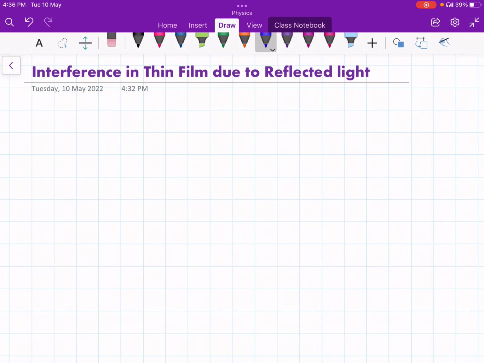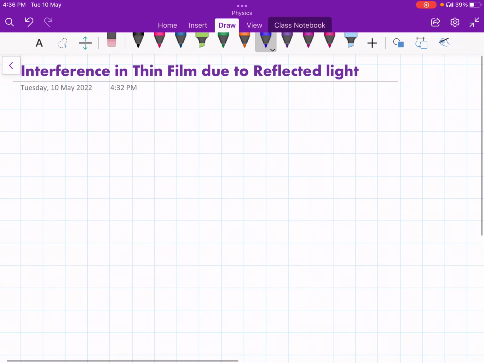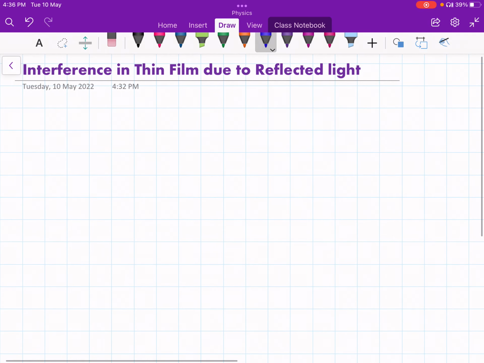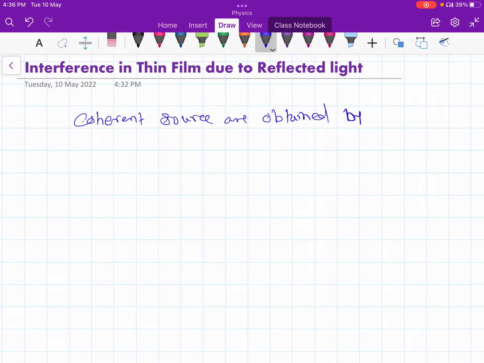Interference in thin film due to reflected light. Before I start this, let us find out how we get the two coherent sources. How to obtain two coherent sources. These coherent sources are obtained by, there are two methods.